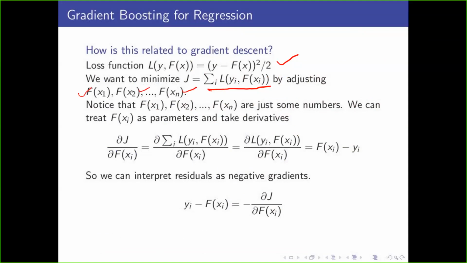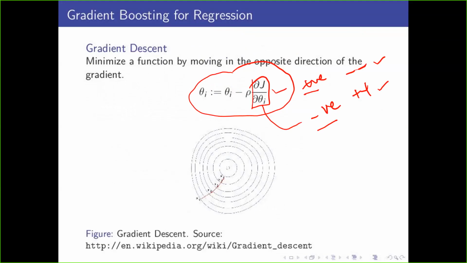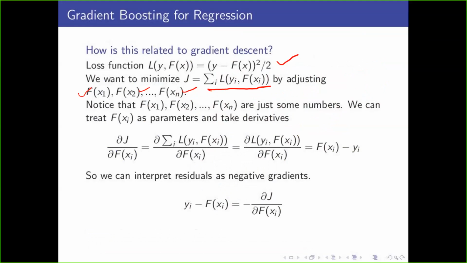Please remember, take any regression algorithm that you know. What are you doing? You are improving the model by adjusting the parameters of the model like this: theta equals theta minus the derivative of J with respect to theta. If you wish to improve by adjusting theta values, you take the gradient with respect to theta. But here you wish to improve the model by adjusting f of x1, f of x2, and so on, f of xn.